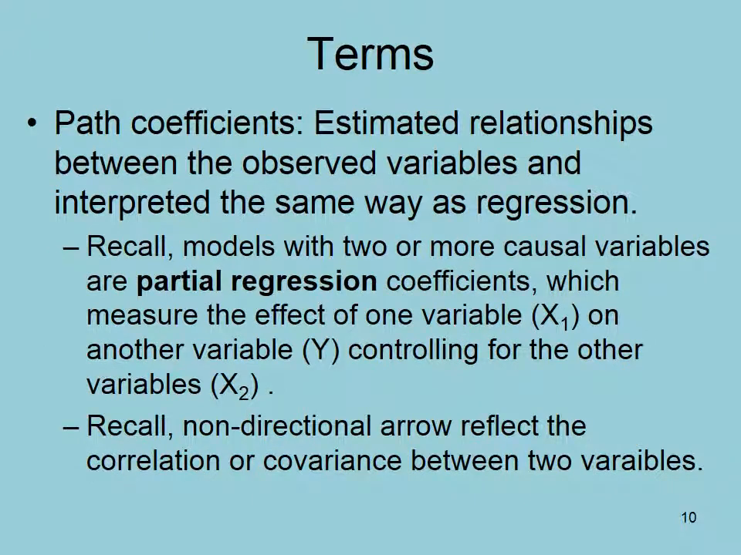It's important to remember that a path coefficient is interpreted the exact same way as a regression coefficient. If you have a partial regression coefficient, you're basically testing what's the effect of x1 on y controlling for x2. Or if you had a simple regression, we only have x1 and y, just what's the effect of x1 on y. You could also have non-directional paths with a double arrow, which is basically the same thing as a correlation, again standardized, or covariance, unstandardized.